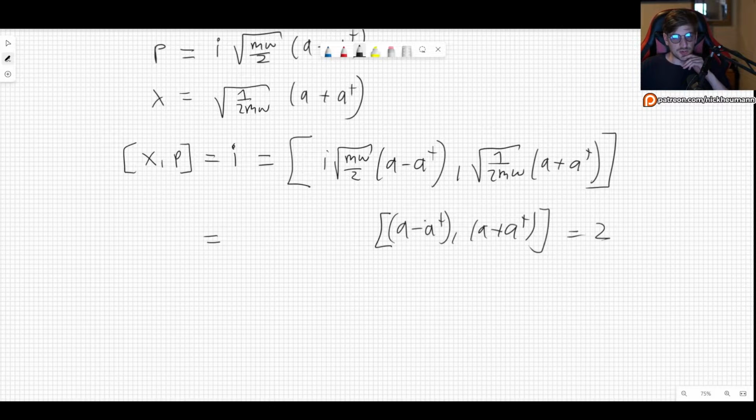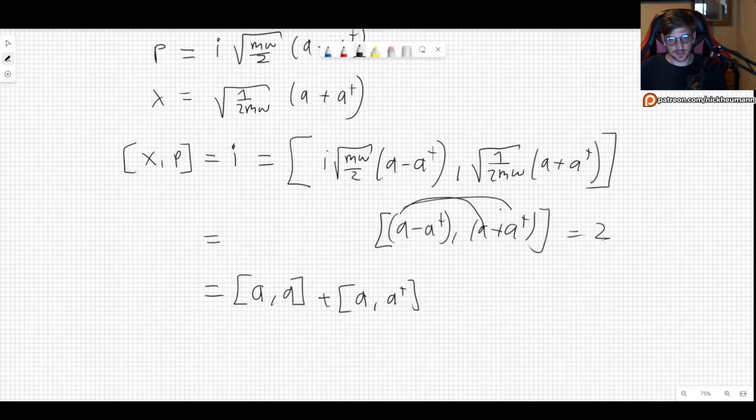You can also use properties of commutators, whatever you want. In this case, we could just keep in mind that the commutator here, we can separate it as the following. So we can say commutator of a comma a, so that's the commutator of these two, plus the commutator of a comma a dagger, which is the commutator of these two. And then we have minus the commutator of a dagger comma a, and then minus the commutator of a dagger comma a dagger.